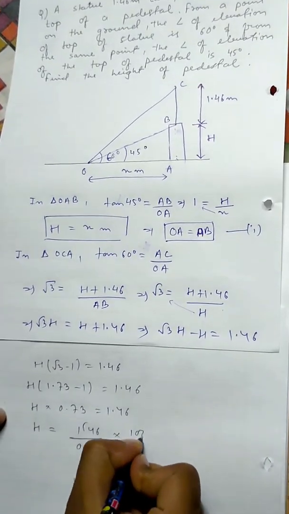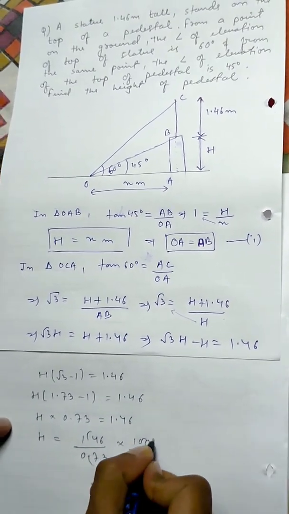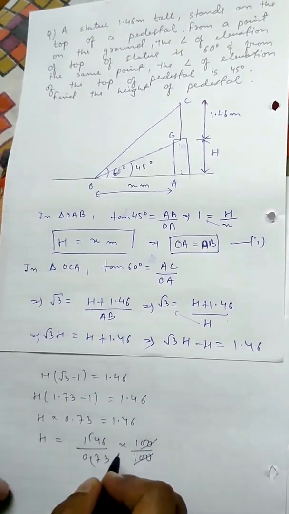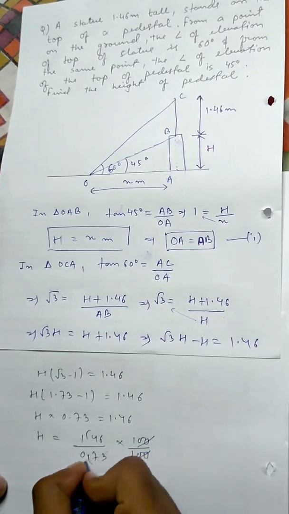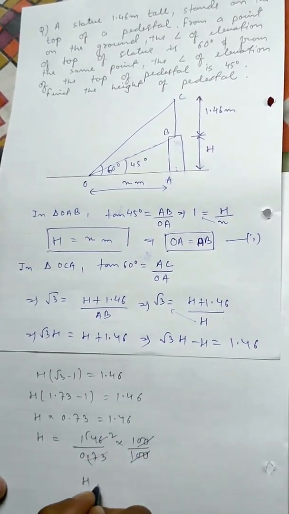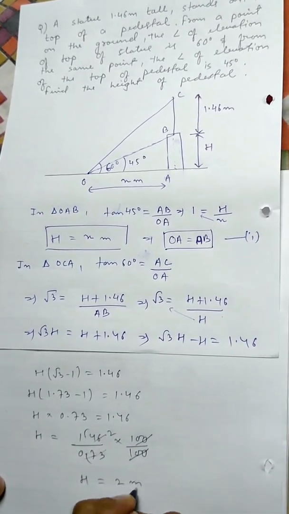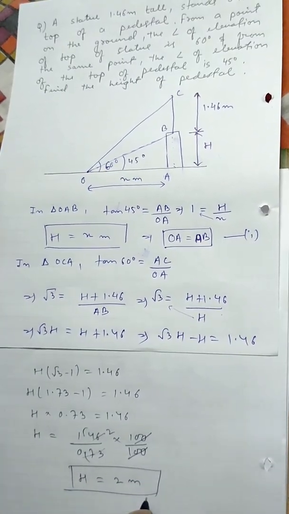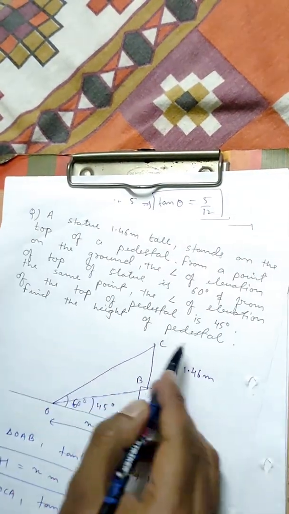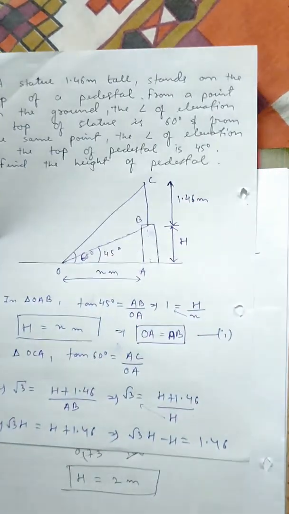We'll cut by 2. So we'll get height equals 2 meter. Therefore, the height of the pedestal is 2 meter. So this is our answer.